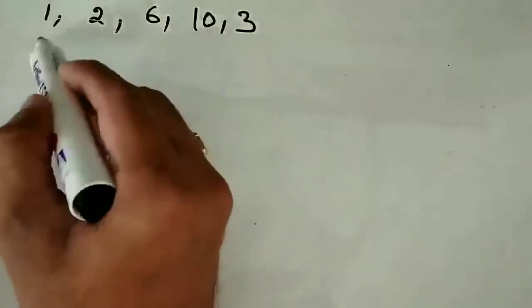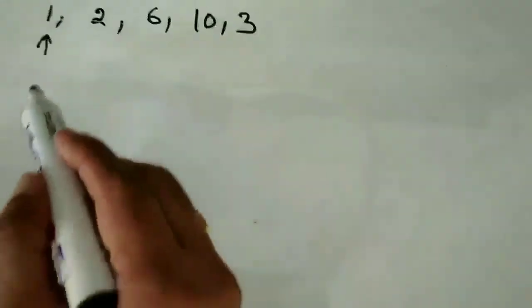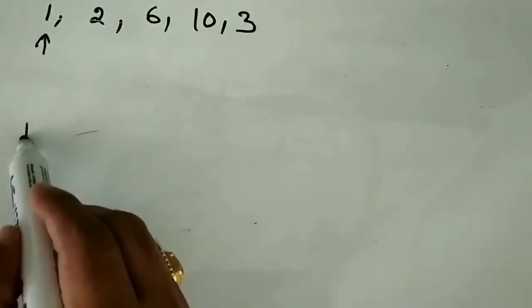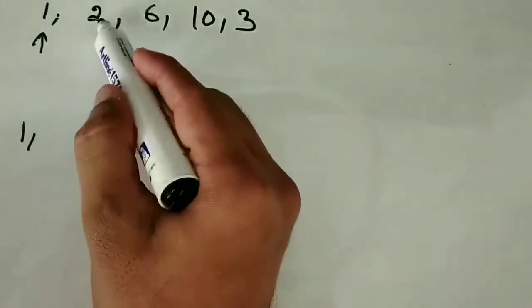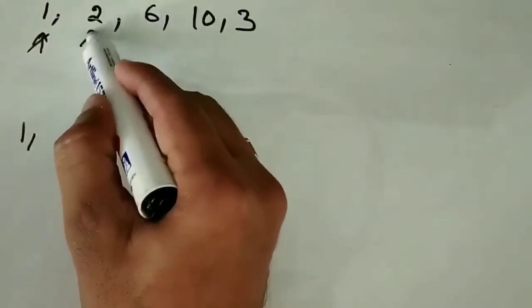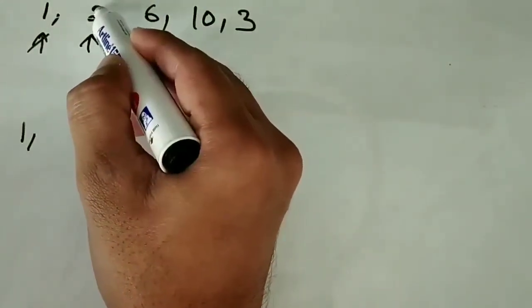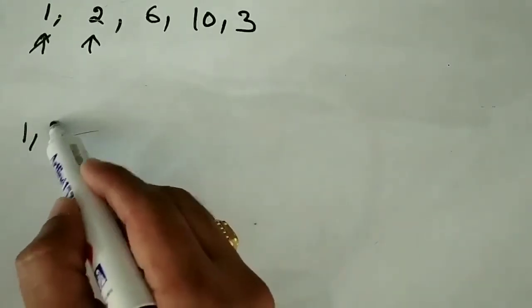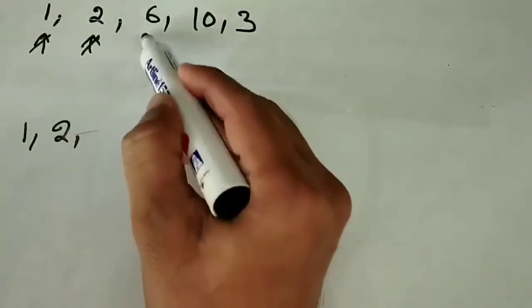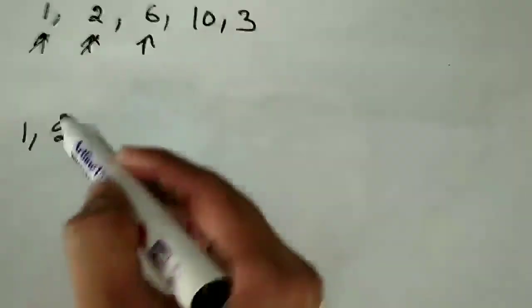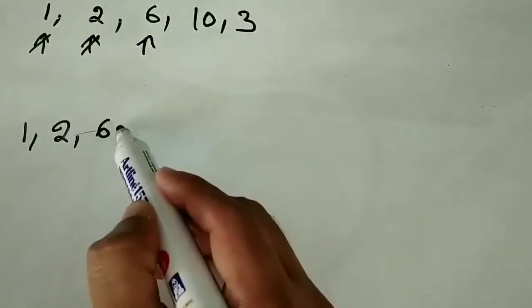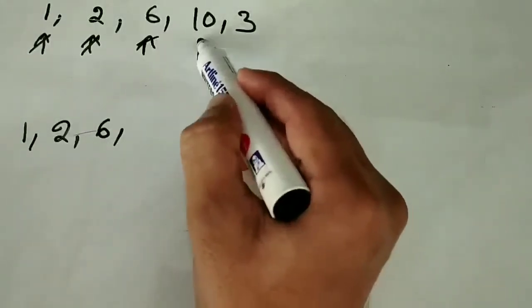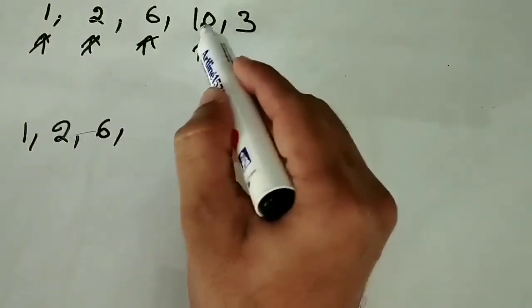I will start from here, and I will add 1 to another array, and I will move to 2. 2 is greater than the last element, that is 1, so I will add it here and move to the next element. 6 is greater than 2, I will simply add it here, and I will move to the next element, and that is 10.